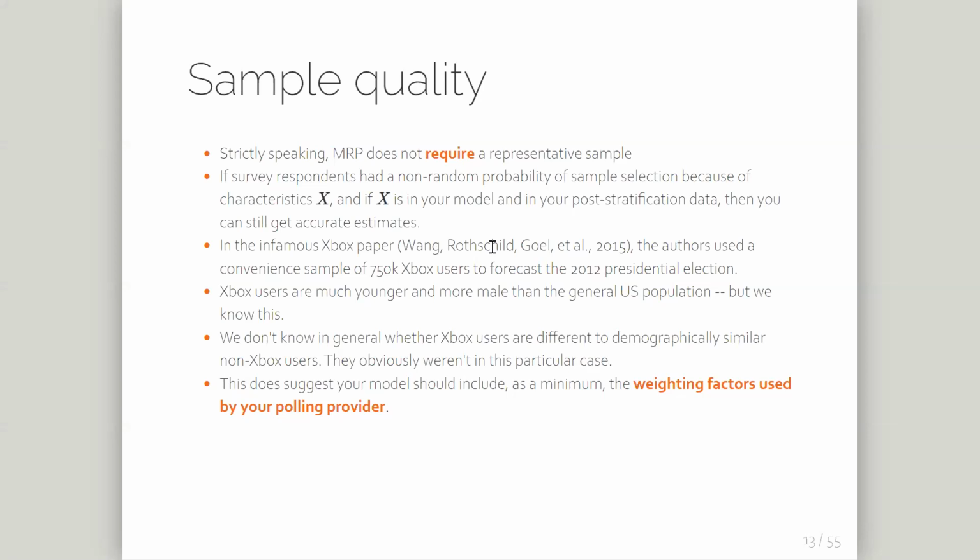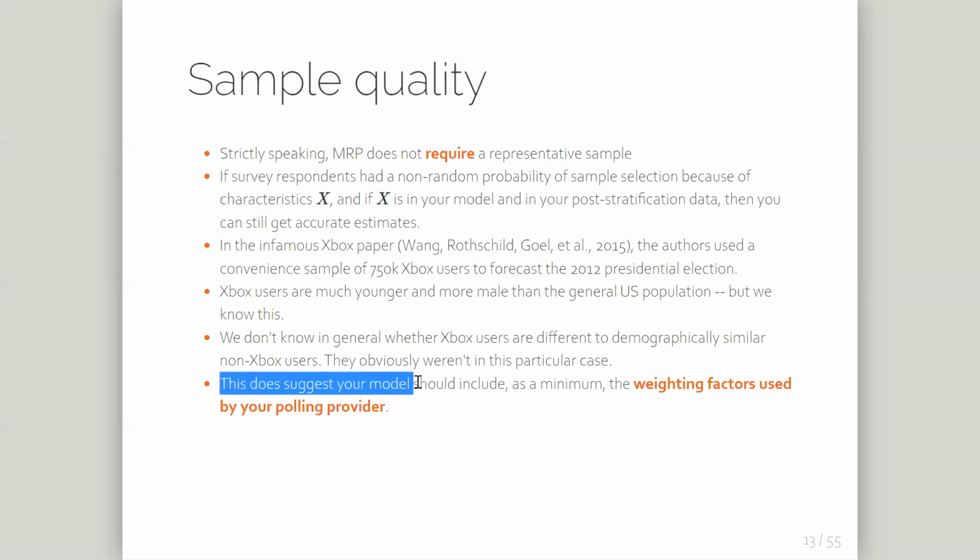There's an infamous paper which used results from repeated surveys of Xbox users to generate predictions of the 2012 US presidential election. Infamous because the population of Xbox users is in no way representative of the general US population, much more male, much younger. But the authors argue that by using that post-stratification, they were able to remedy some of that initial imbalance.